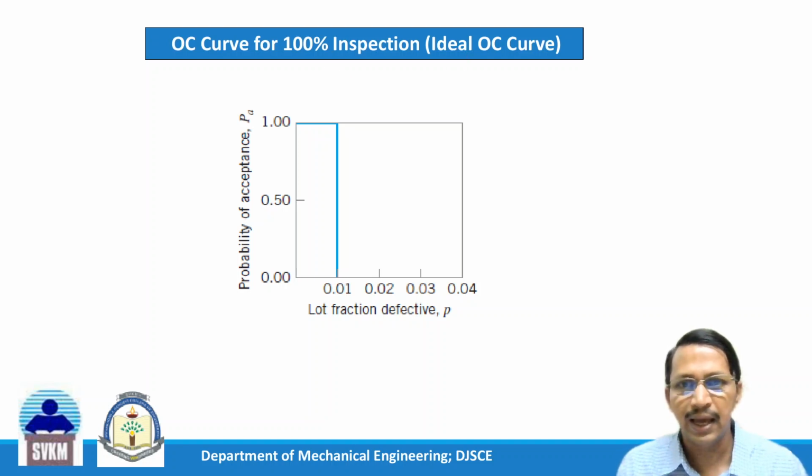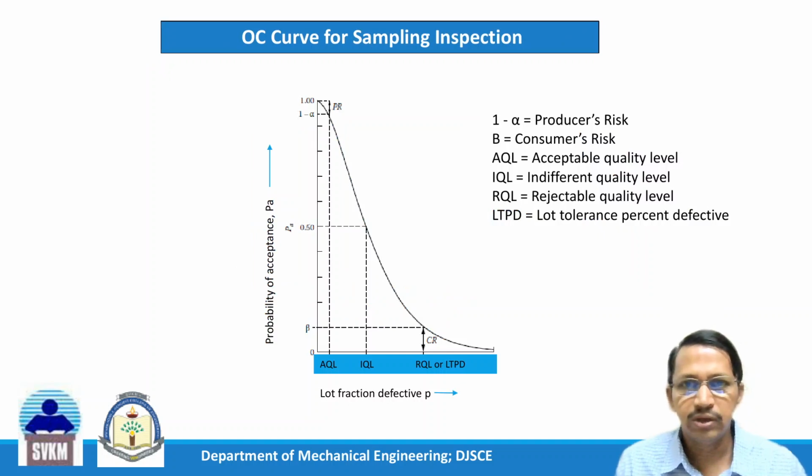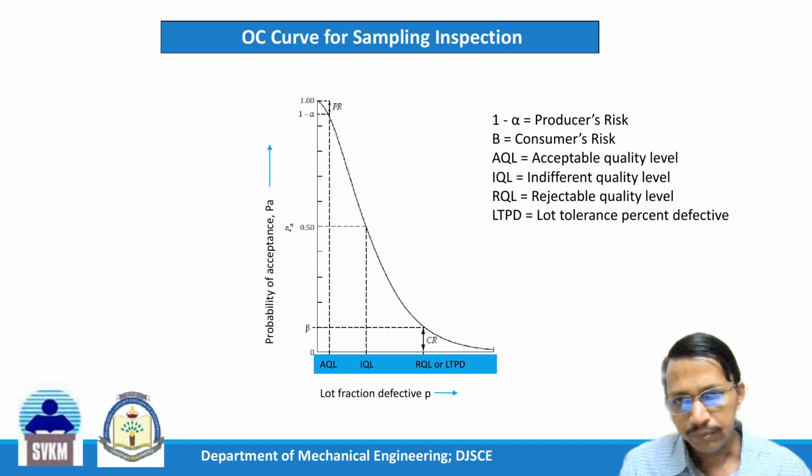This is what is desirable, but practically it is not feasible, because everything the producer produces, even if he is producing slightly more fraction defective, the whole lot gets rejected. Now this is the OC curve for sampling inspection. This is the practical situation. It is like this. On the y-axis you have probability of acceptance. On the x-axis you have lot fraction defective.